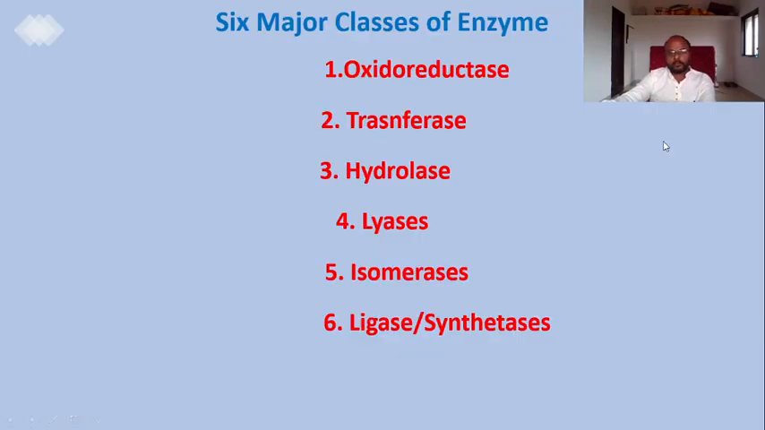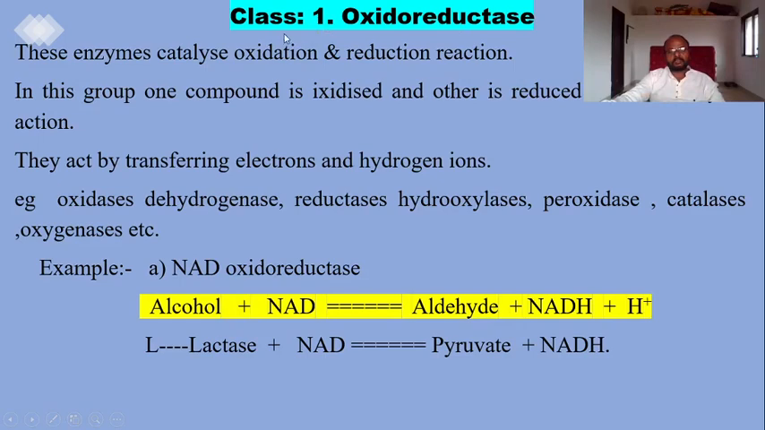One by one we have to discuss what is meant by oxidoreductase and all these classes, with examples. Here the first class, class number 1, is oxidoreductase. The name indicates that oxidation and reduction reactions are catalyzed by the enzyme. All such enzymes are included under class 1, oxidoreductase. So these enzymes catalyze oxidation and reduction reactions.